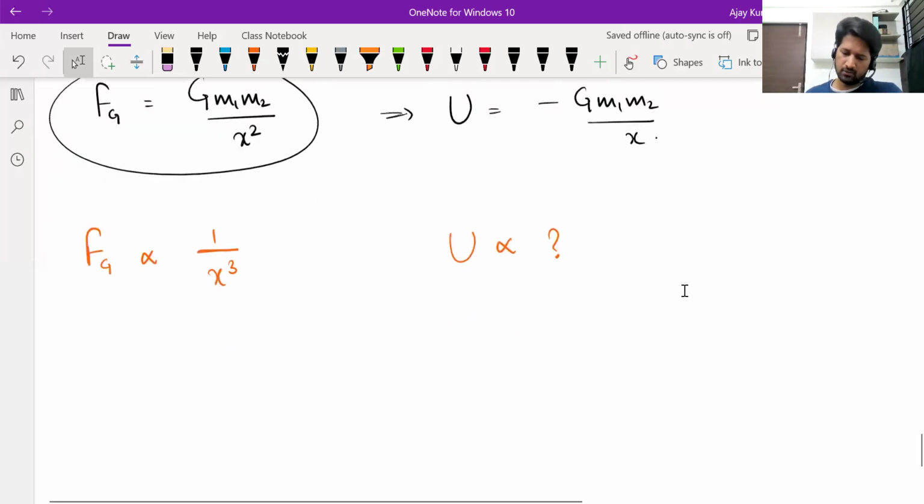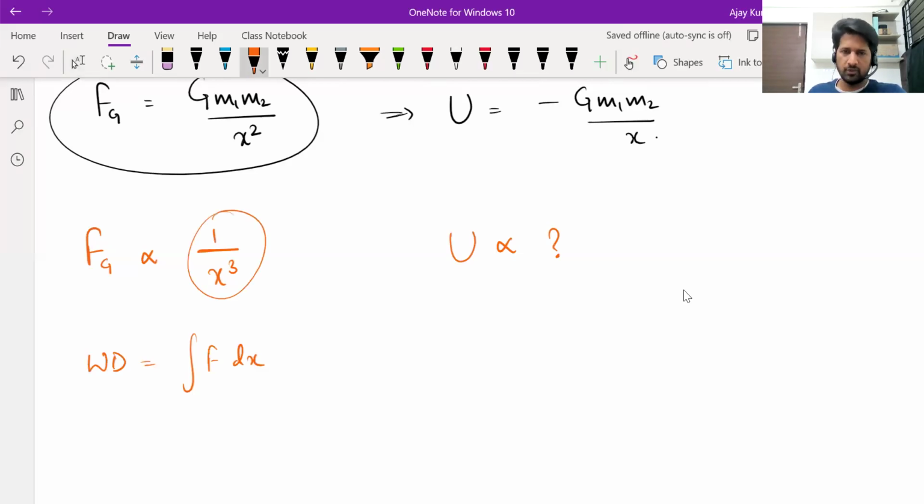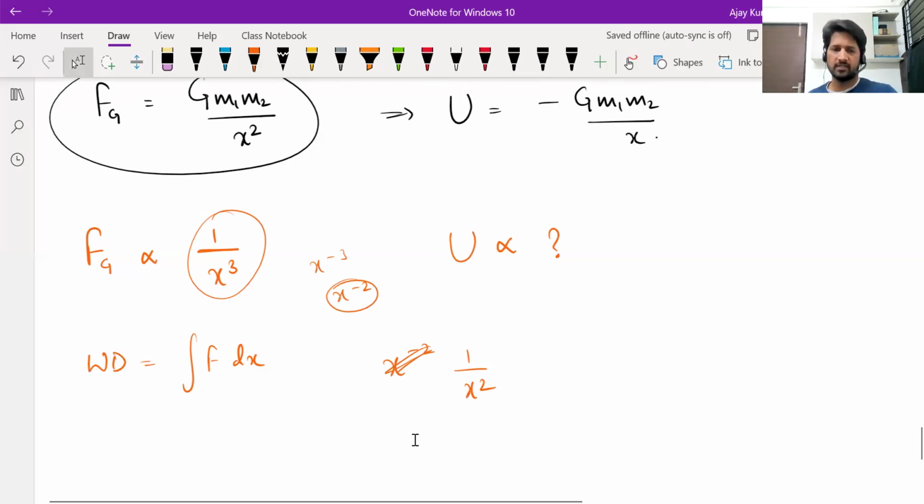The calculation of work done involves integrating force with respect to displacement. So 1 by x cube is x power minus 3. If you integrate, this becomes x power minus 2. So work done will be in terms of x power minus 2, that is 1 by x square. And if work done is in terms of 1 by x square, potential energy also will be in terms of 1 by x square. That way you can answer such problems.